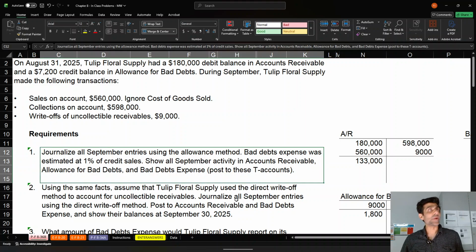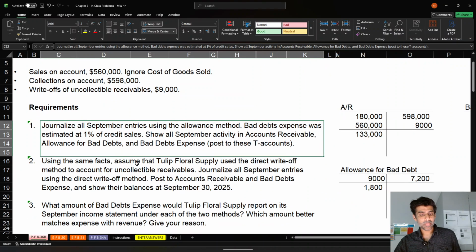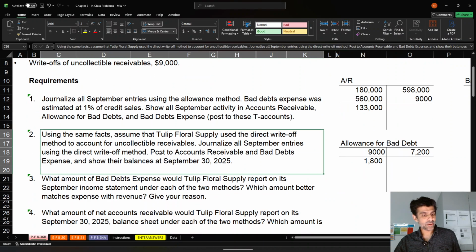Okay, so why don't I pause here? Make sure you know how to do this. It's telling you the bad debt expense is estimated at 1% of credit sales. So it's giving you that percentage of sales. And since we're using the percentage of sales method, actually, okay, it's asking for a couple of different things. First, it's asking to use the direct write-off method to account for uncollectibles.